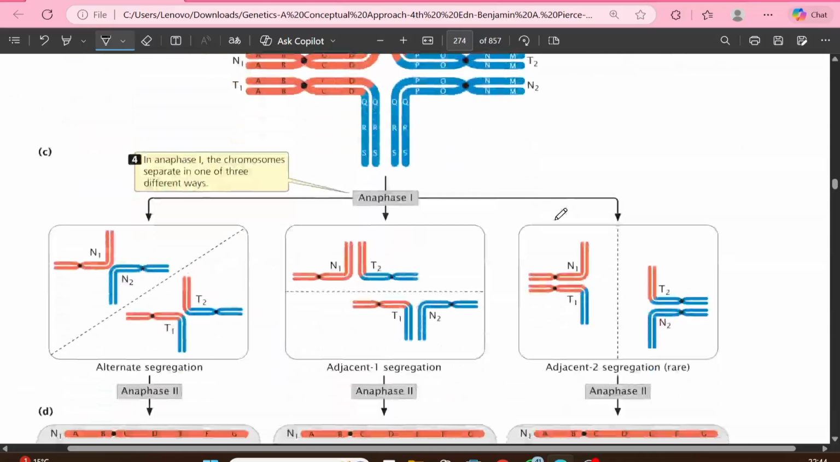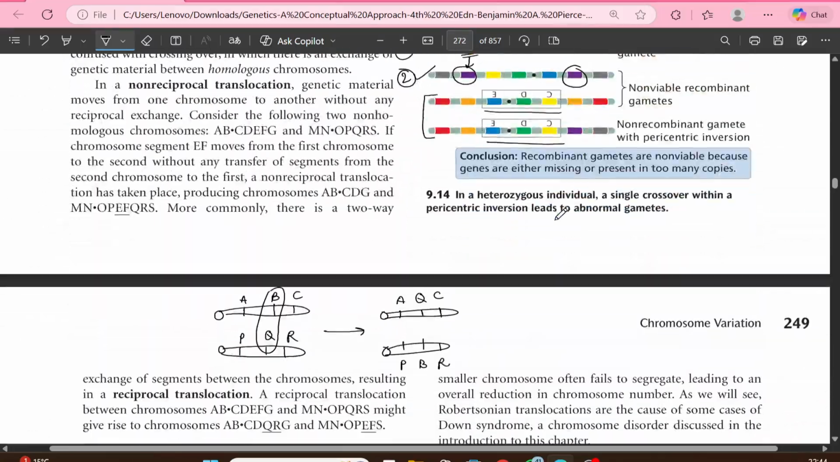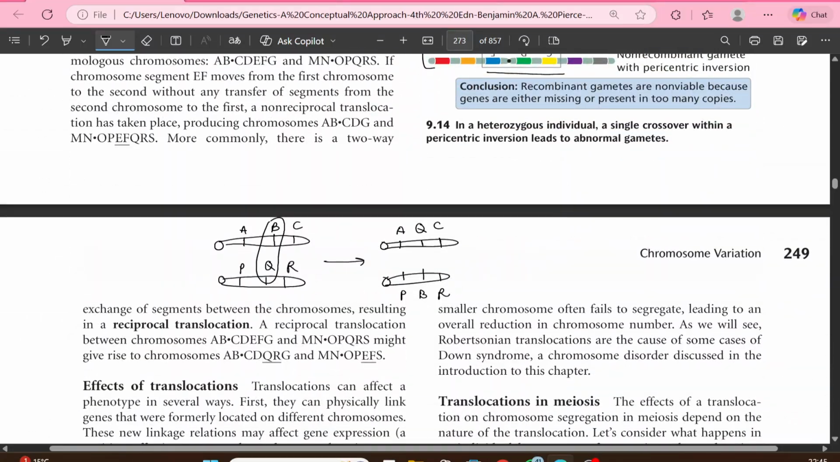I think the diagram is not provided. Nevertheless, what I mean to say is that what I have shown here is only the reciprocal translocation. It is quite normal. In reciprocal translocation, two chromosomes are involved and there is a mutual exchange of genes between the two chromosomes.